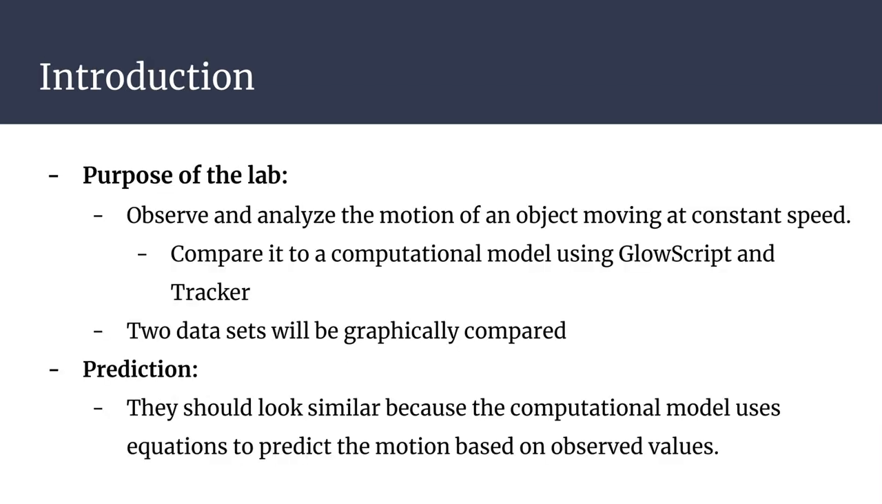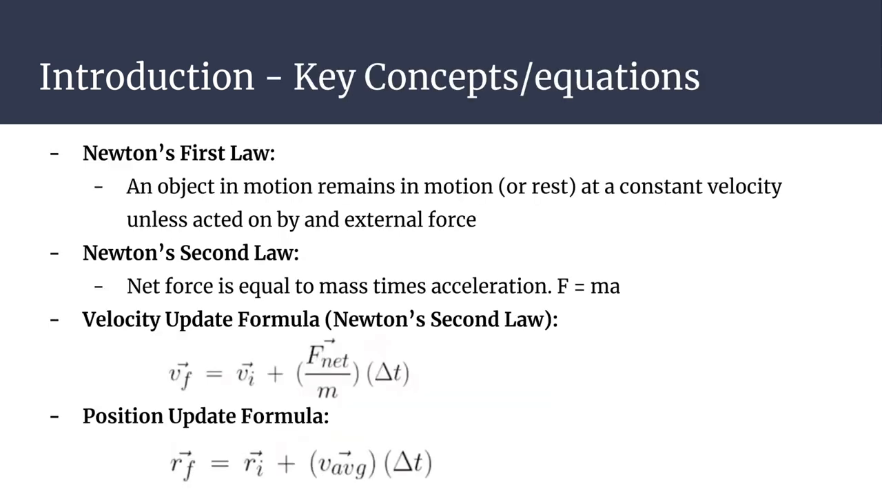The purpose of the lab is to observe and analyze the motion of an object moving at constant speed using the tracker device to compare it to a computational model using GlowScript. These two datasets will then be graphically compared, giving the predicted versus observed graph. My prediction is that they should look similar because the computational model uses physics equations to predict the motion based on observed values. Here are some key concepts and equations to keep in mind.